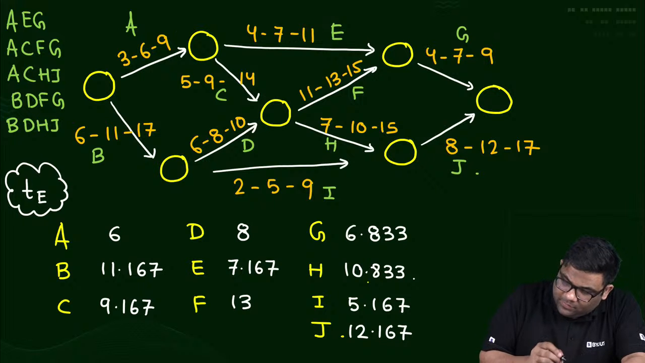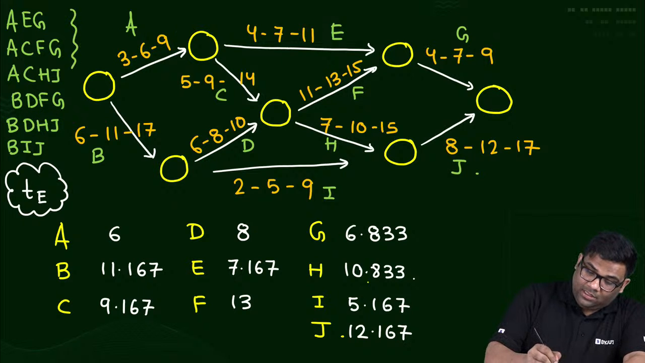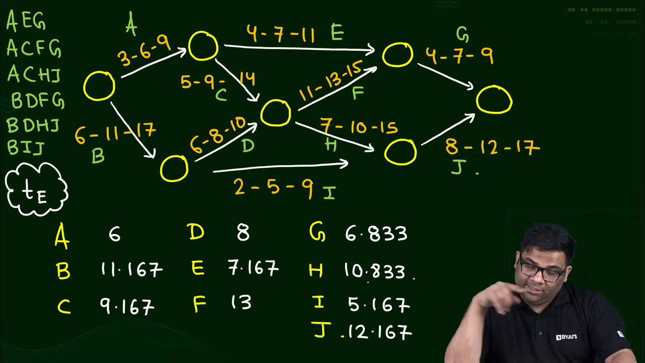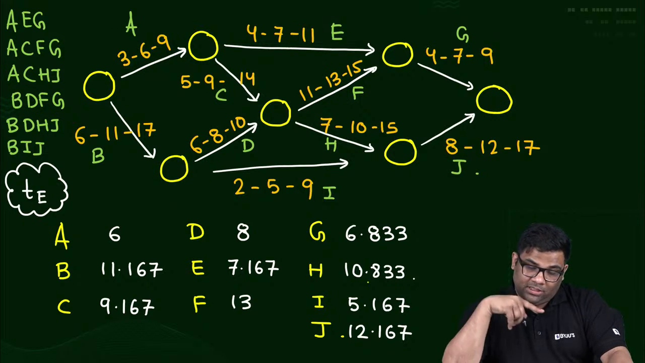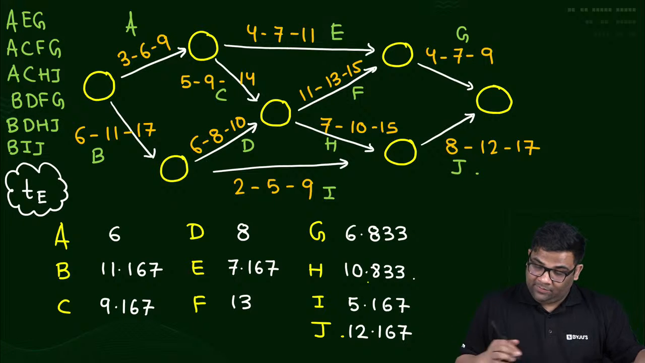B, D, H, J and B, I, J. I think these are the possible paths, right? Any other possible path? No, I think these are the possible paths. AEG, ACFG, BDFG, then BDHJ.